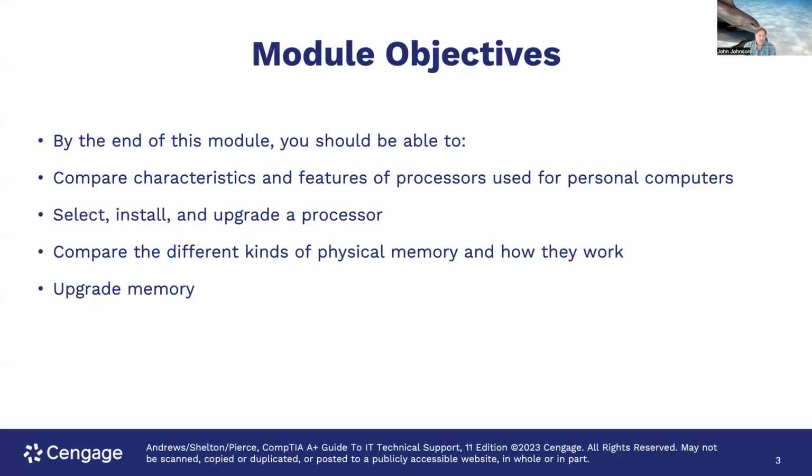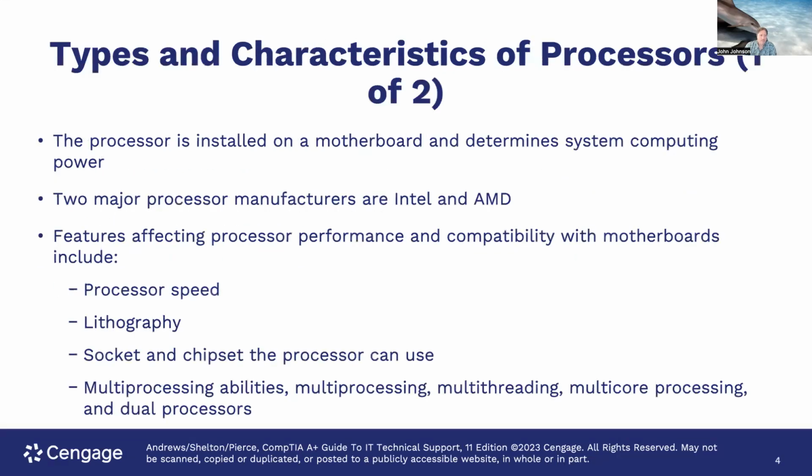So by the end of this module, you should be able to compare the characteristics and features of processors used for personal computers, select, install, and upgrade a processor, compare the different kinds of physical memory and how they work, and upgrade your memory. So let's get into the types and characteristics of processors.